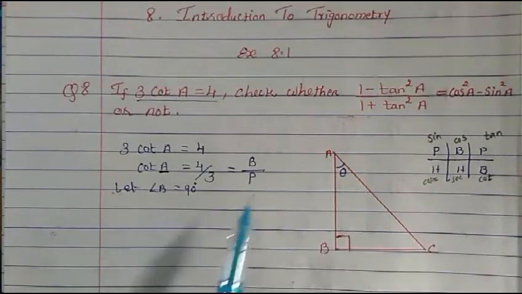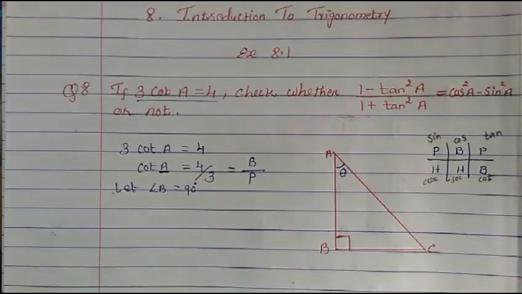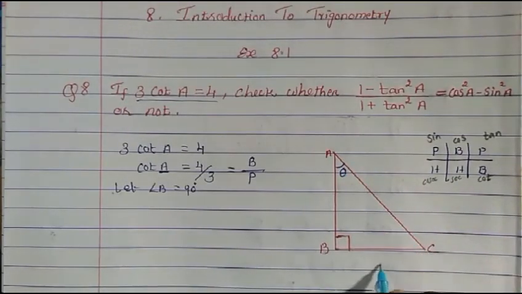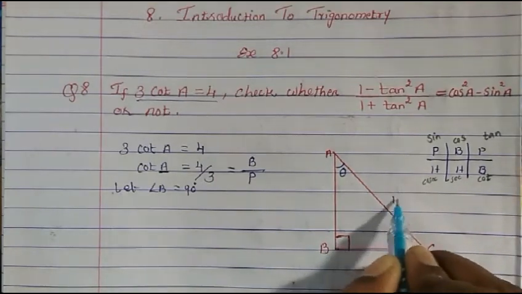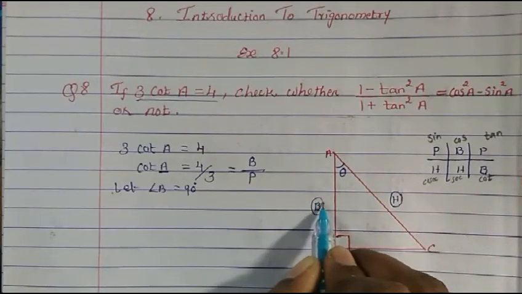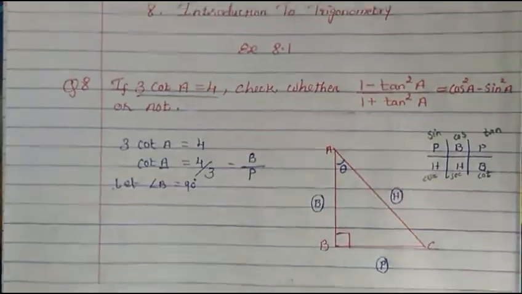Now which one will be base and which one will be perpendicular? Opposite to theta becomes perpendicular. Opposite to 90 degree becomes hypotenuse. That means this will be our base.